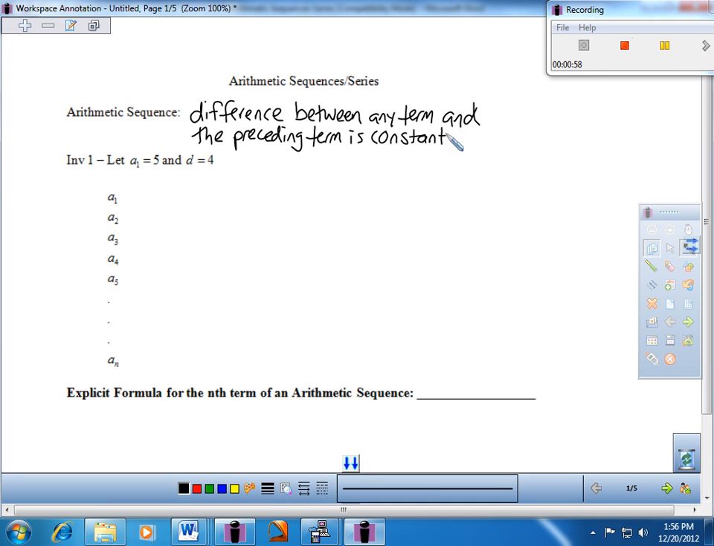And as a matter of fact, if you look at investigation 1 there, it kind of sets us up with an initial term. So the value of the first term is going to be 5. And what it is basically saying from there is that the common difference will be 4. So what does that mean? Well, let's kind of play it out and see if we can figure it out together. So anyway, just one more time, the difference between any term and the preceding term is constant. If that occurs, then you know that the pattern of numbers is what's called arithmetic.